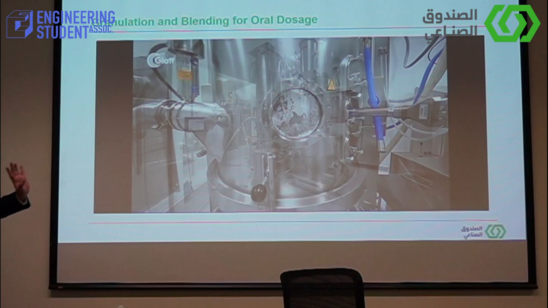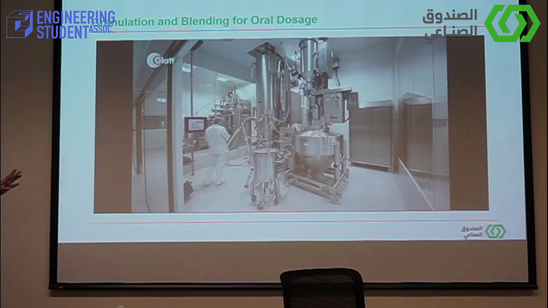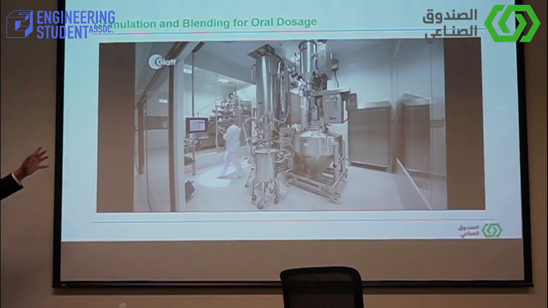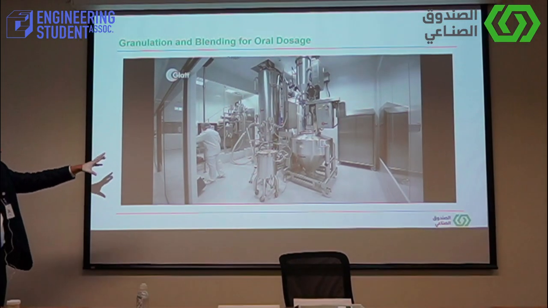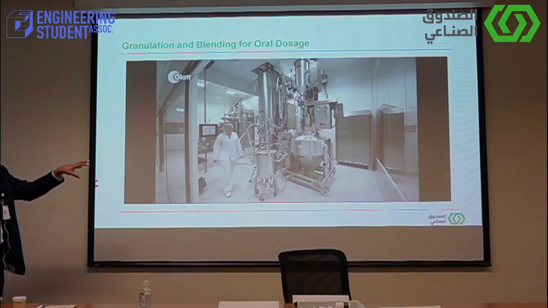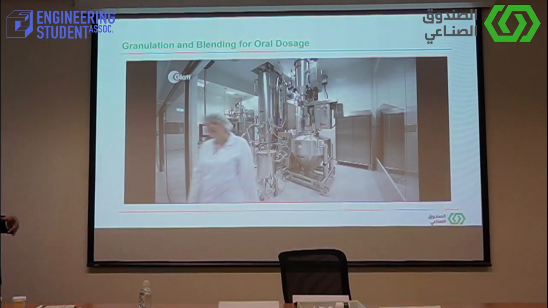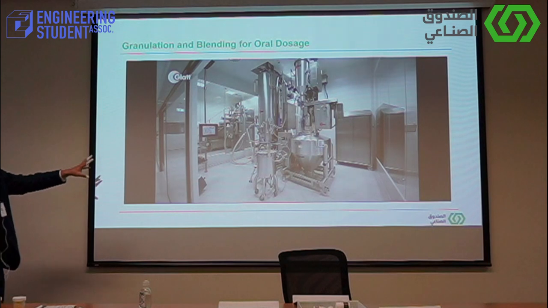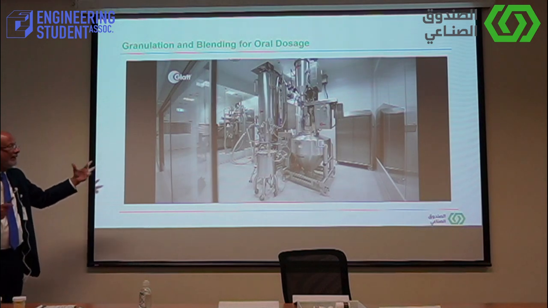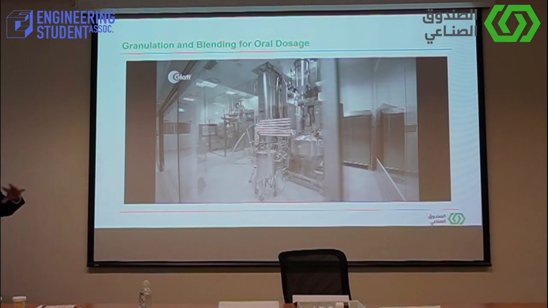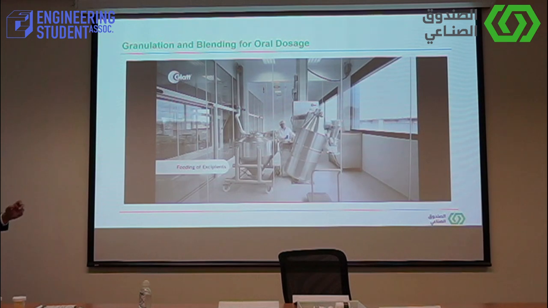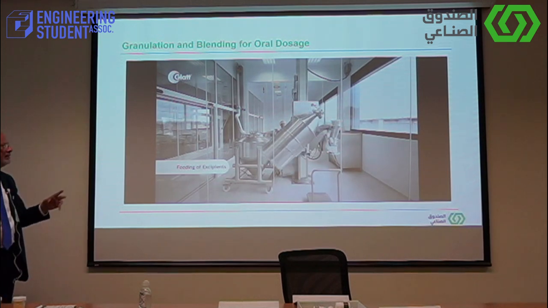So the idea was to show you just a glimpse of what is happening, how the clean room looks. This is a clean room, and this is how the equipment is. All this equipment is placed in a small room because the bigger the room, the more expensive it is, and nothing is dirty here. The equipment is stainless steel 316L, as we call it.